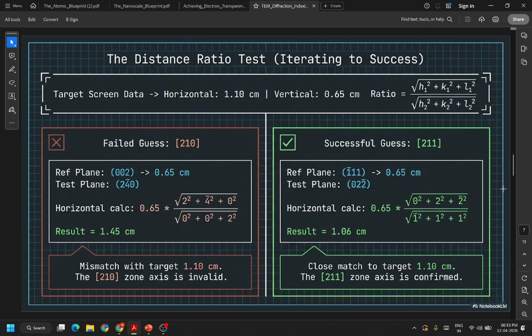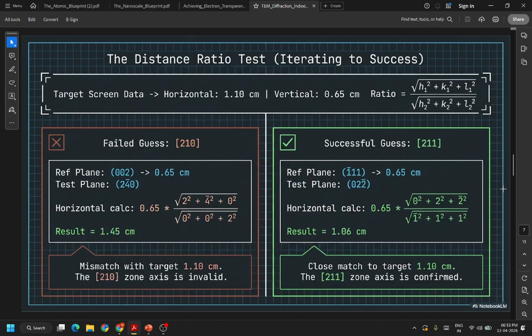Then we do the distance ratio test. So our target screen data is horizontal 1.1 centimeter and vertical 0.65 centimeters. So if we do 210, and the reference plane is 002, we get 1.45 centimeters, which does not match our value of 1.10. So this means that the 210 zone axis is invalid.